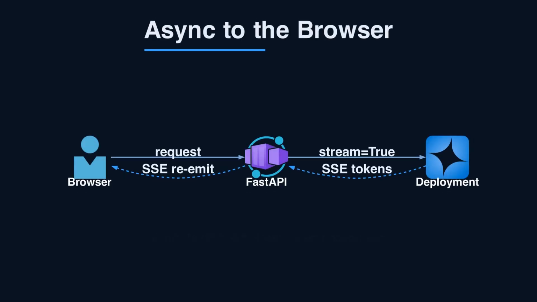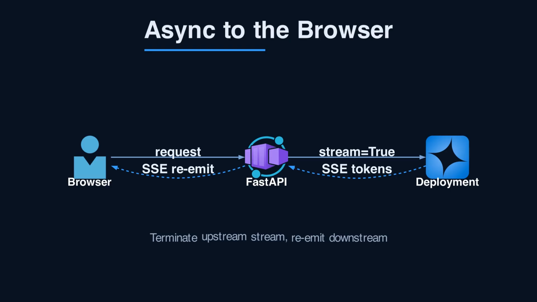In a real service, you want async so one worker can handle many concurrent streams. Use async Azure OpenAI and async for over the stream. Then re-emit it to the browser as your own SSE response. With FastAPI, that's a streaming response over an async generator yielding each fragment.